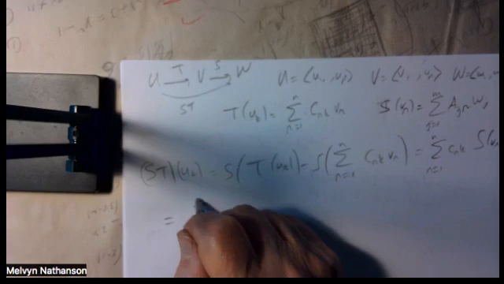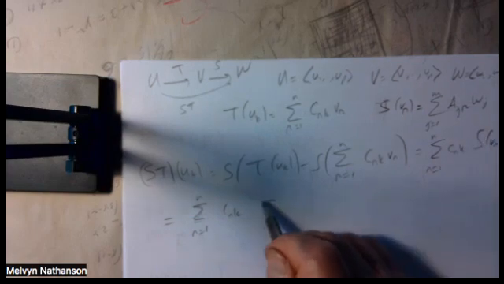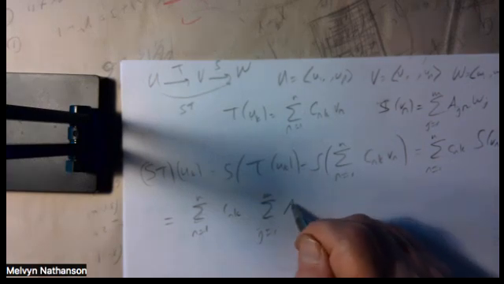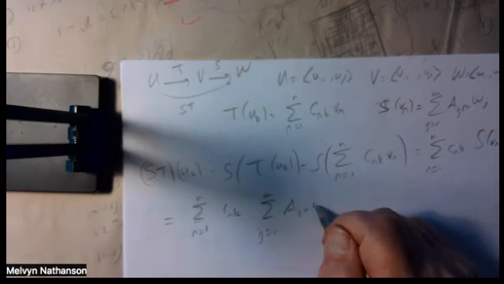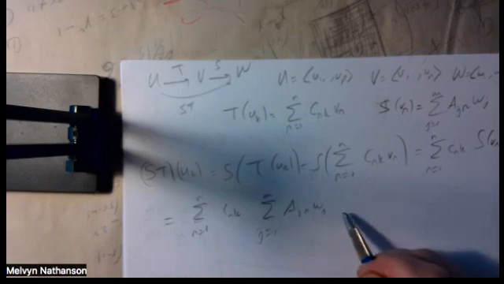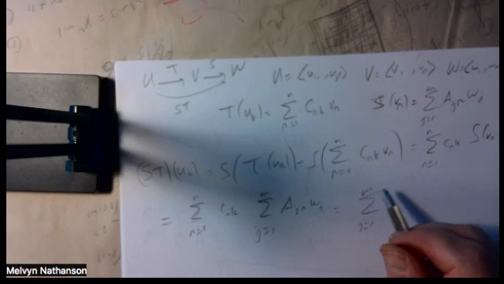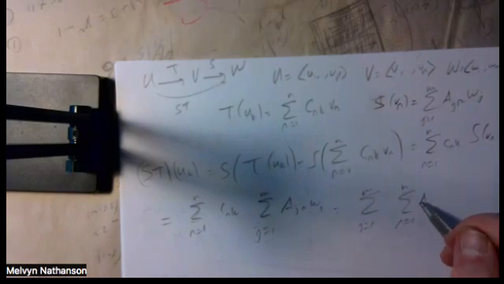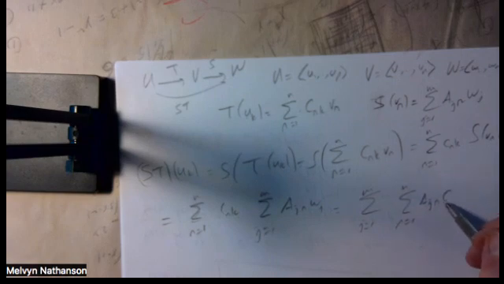R goes from 1 up to N, c_rk. S of v_r is the summation over j from 1 up to M of a_jr w_j. By interchange of summation, this is the sum over j from 1 up to M, of the sum over r from 1 up to N, of a_jr c_rk times w_j.